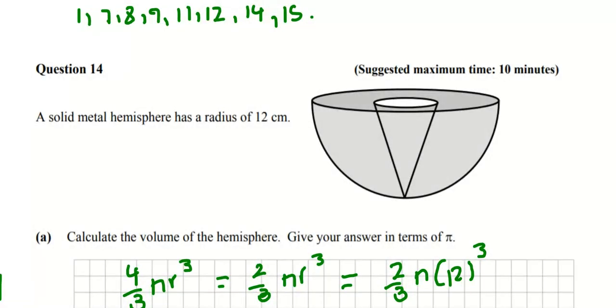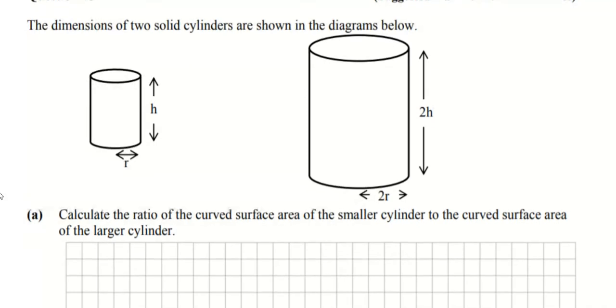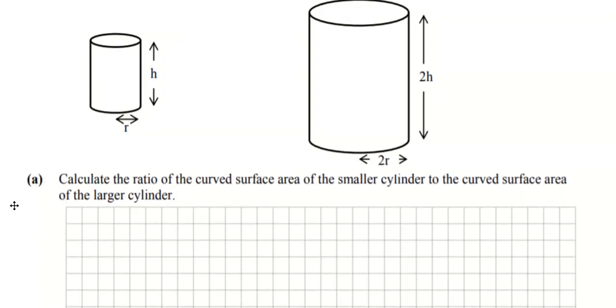So I'm going to deal with that in a second. Now we're on to 15. The dimensions of two solid cylinders are shown in the diagram below. Calculate the ratio of the curved surface area of the smaller cylinder compared to the larger cylinder.